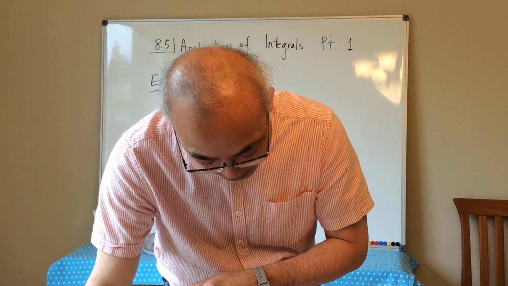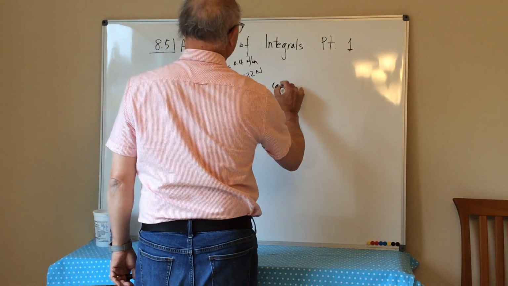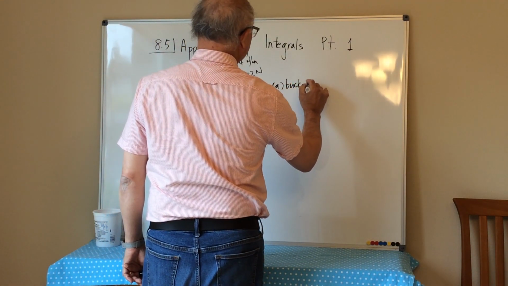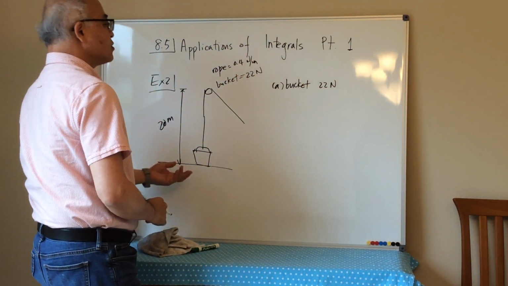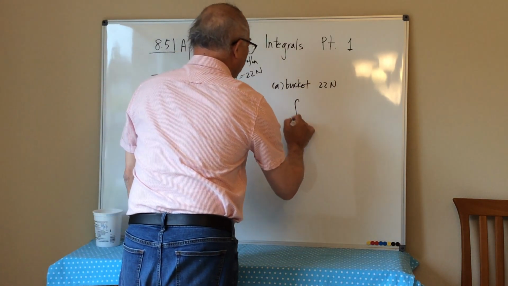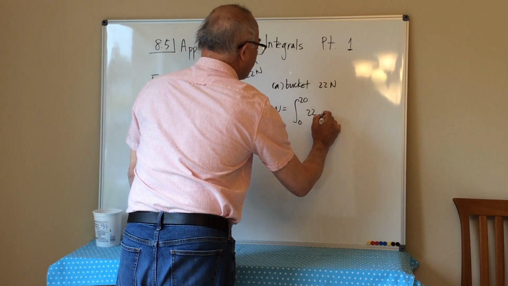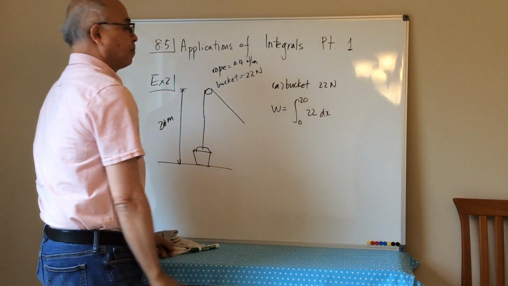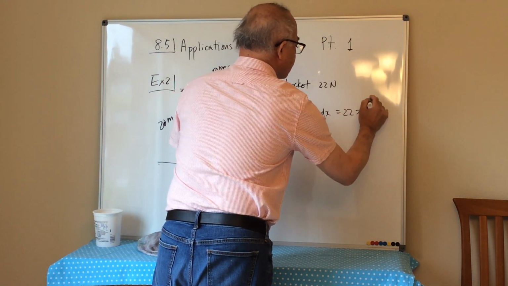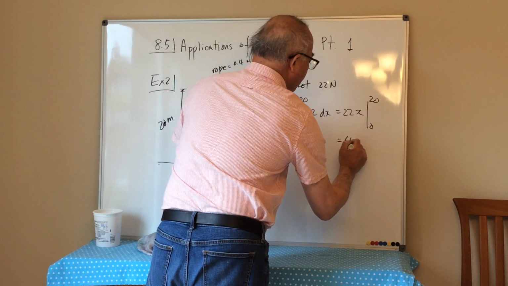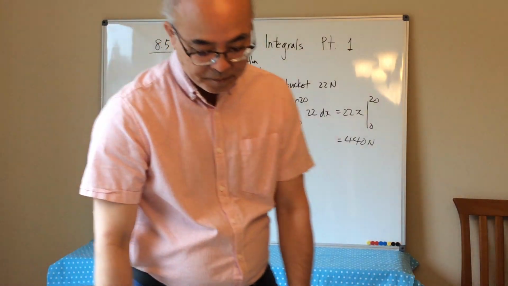Find the amount of work done by A, lifting the bucket alone. The bucket is 22 newtons, but it never changes. It's always going to be 22 newtons. So my work done is going to be the integral from 0 to 20 of 22 dx, so that's 22x from 0 to 20, which is 440 joules. Okay, that was pretty simple.